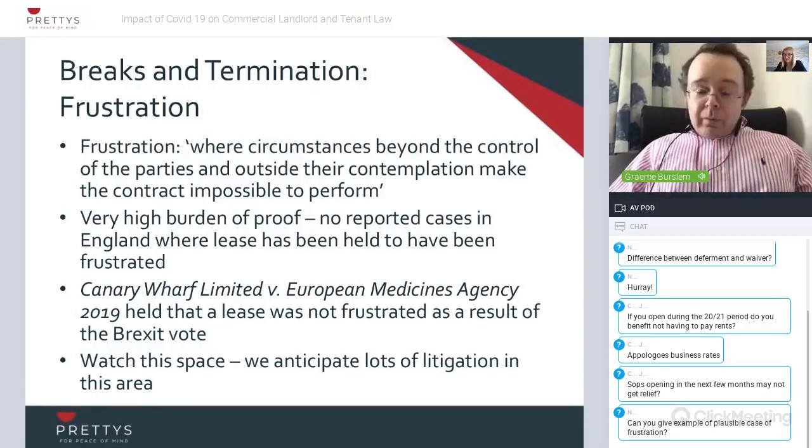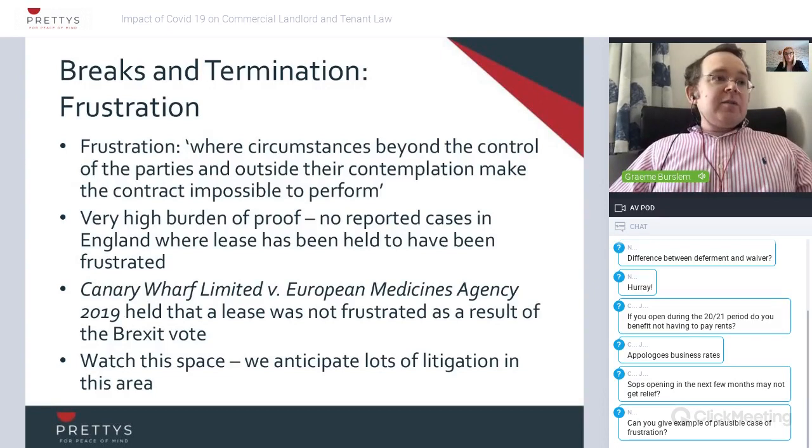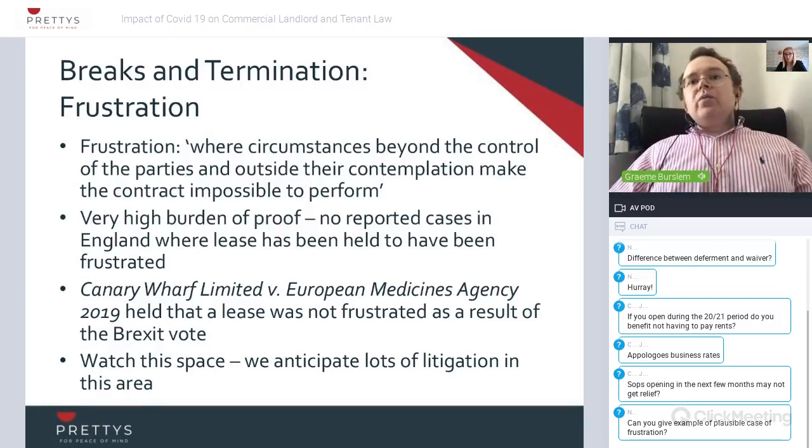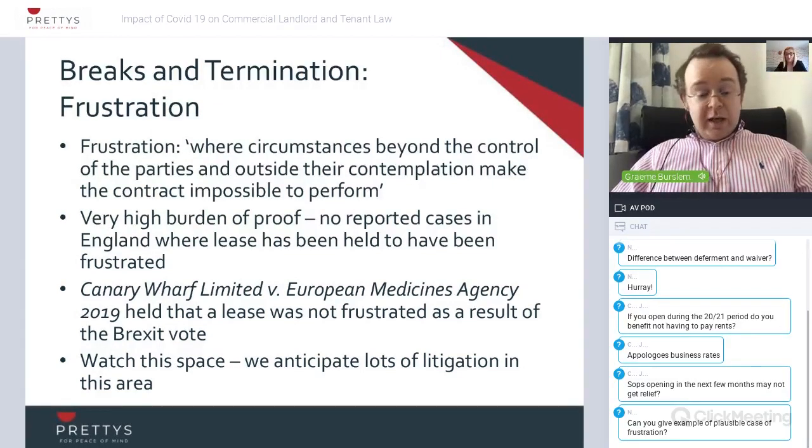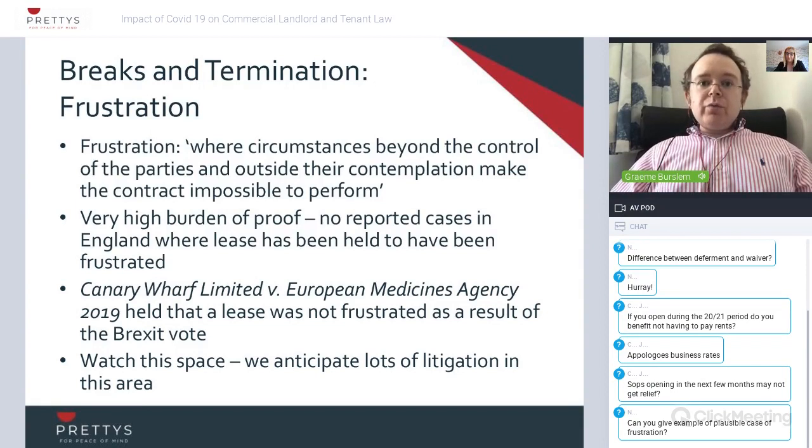So what we know is that there has yet to be a single case in which any English court, or any court of another country which derives its case law from our jurisdiction, has held a lease to be frustrated. As a rule of thumb, it's going to be tremendously unlikely that a court is going to agree that. It just seems to be incredibly rare.